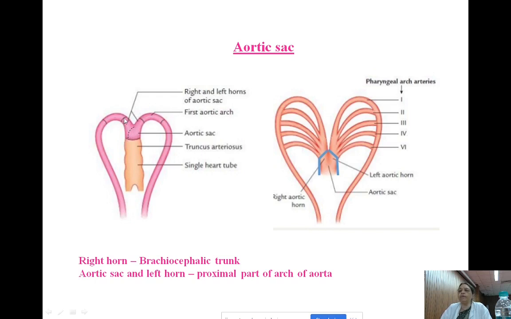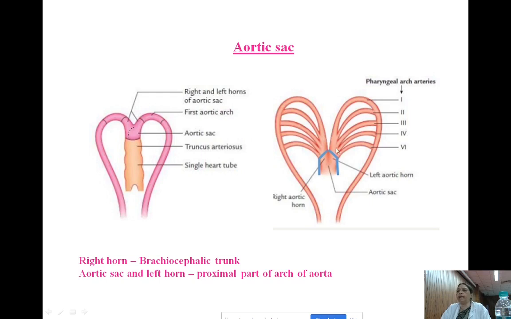From this right horn of the aortic sac, the brachiocephalic trunk, that is the first branch of the aortic arch in the adult, will be formed. Whereas the rest of the aortic sac and the left horn will form part of the arch of the aorta, that is the proximal part of the arch. So the first part is the ascending aorta, and after that the proximal part of the arch of the aorta is formed by the aortic sac and also by the left horn.